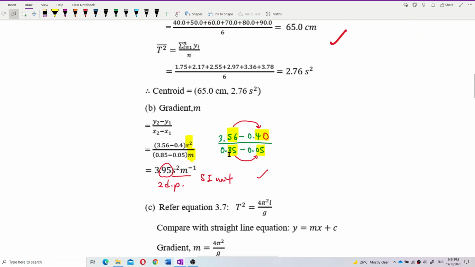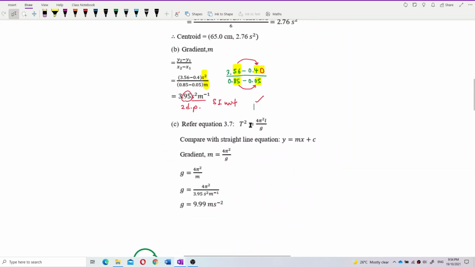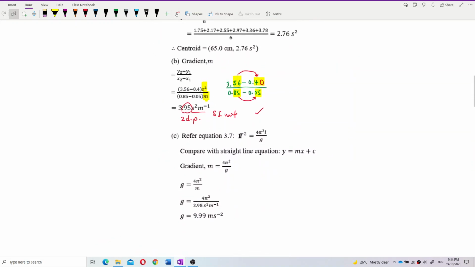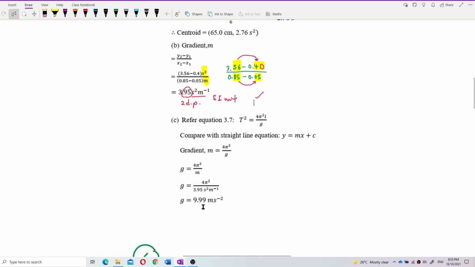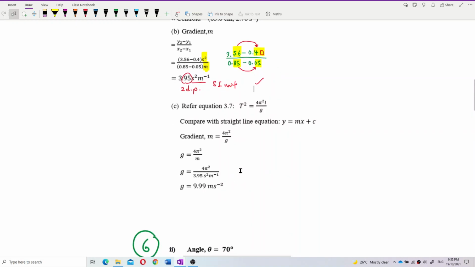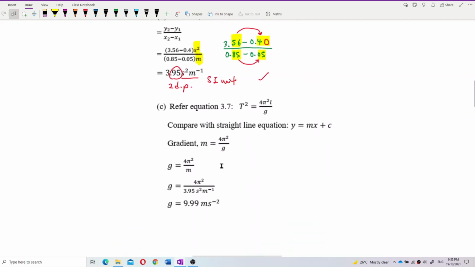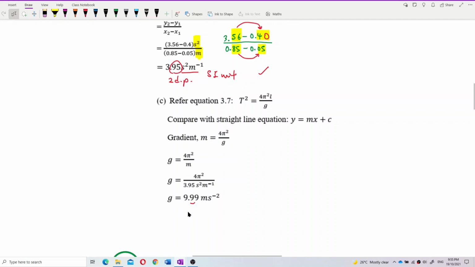So, look at the required value. Here you write the equation and compare with y equals mx plus c, then you get the gradient equation. Then this is the required value, the g value. You substitute, then you get the correct calculated value. You see that here also there are 2 decimal points, and this one also has the correct SI unit. So you get it correctly.